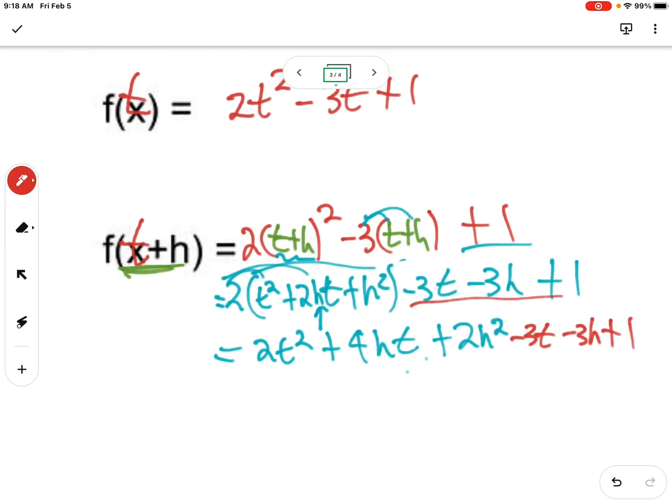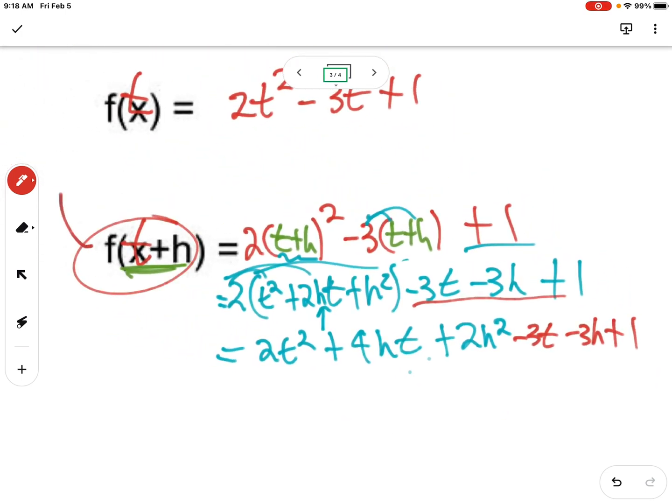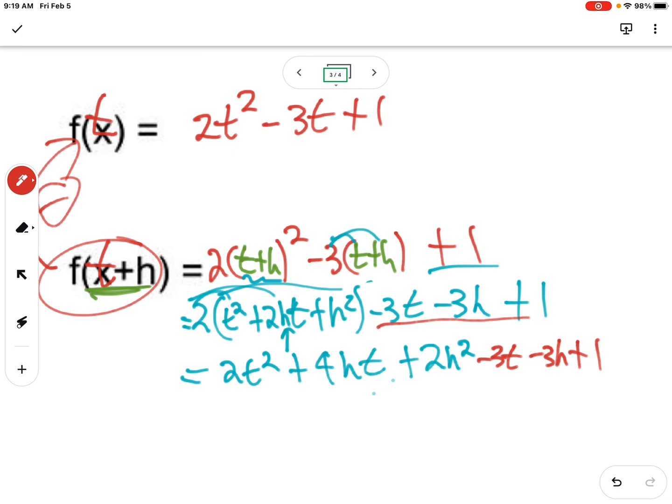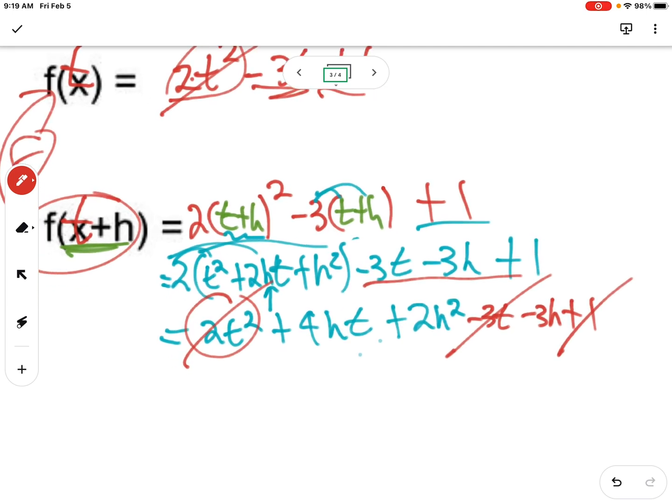Okay, so now what I do, remember, is it's f at x plus h, or f at t plus h, minus f at t. So the neat thing is, remember, you're going to get rid of anything that's the same. 2t squared, that's gone. So now I'm going to look for negative 3t, because it's going to be there. It's gone. I'm going to look for 1. It's gone. Whatever's left over is f at t plus h minus f at t. Well, it's always going to be the parts that have an h. That's got an h in it, that's got an h in it, and that's got an h in it.